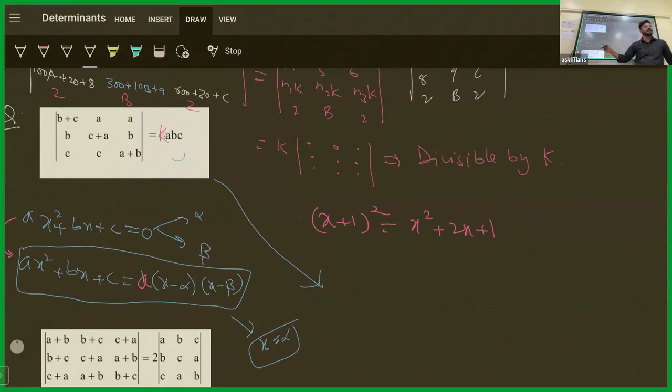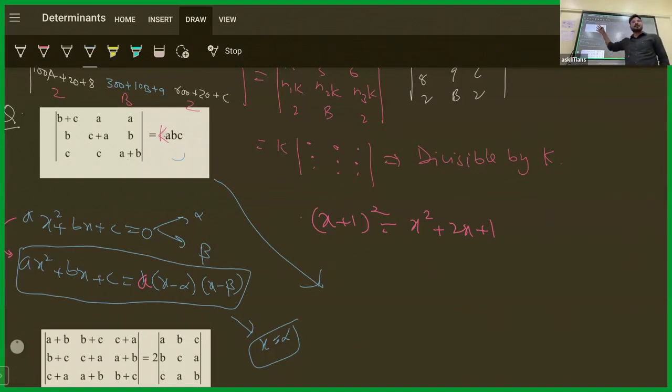Why? Because in that case, we can't compare coefficients on both the sides. That's why we need to ignore that value. Except that value, you can take any value of x, satisfy the identity, and compare both the sides. You can find the value of the scalar k or lambda, whatever it is. Understood?